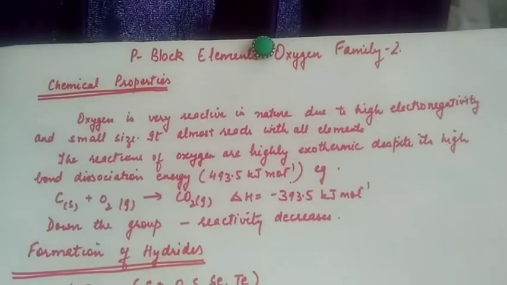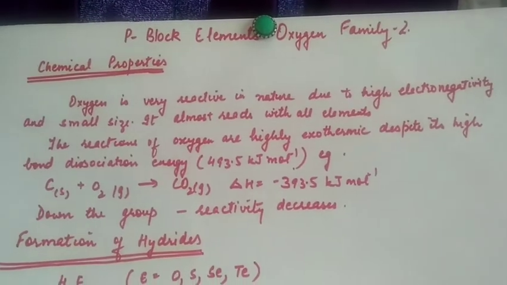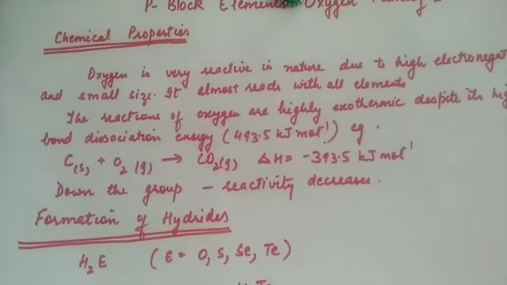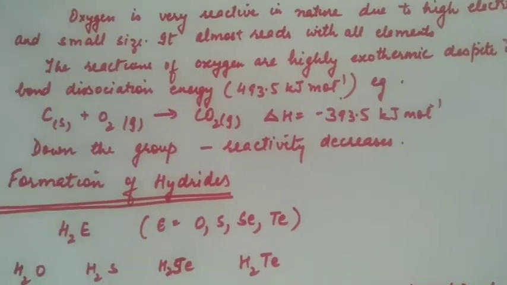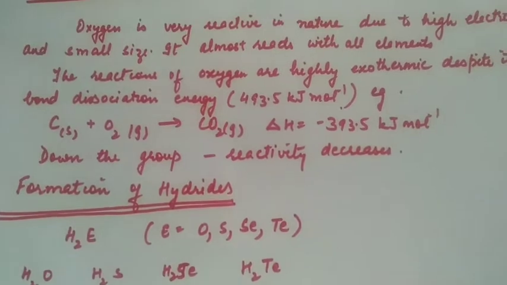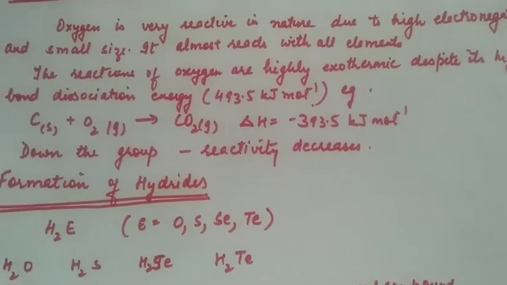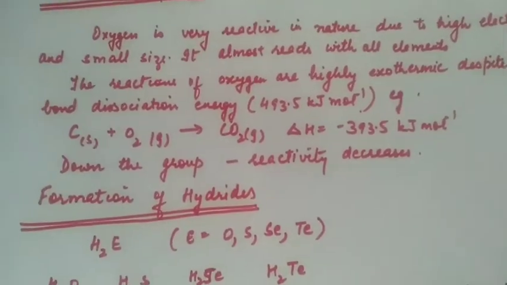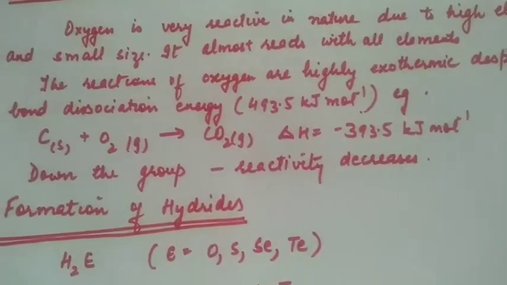Oxygen is very reactive in nature due to its high electronegativity and small size. It almost reacts with all the elements. The reactions of oxygen are highly exothermic despite bond dissociation energy, which is high, 493.5 kilojoules per mole. For example, various elements can burn in oxygen, producing a lot of heat.